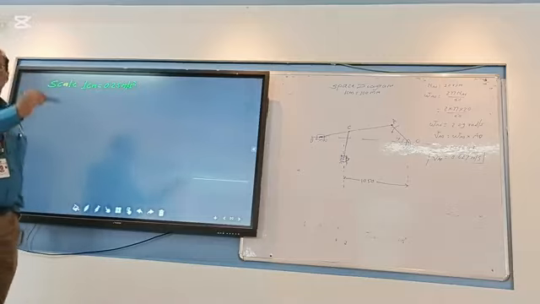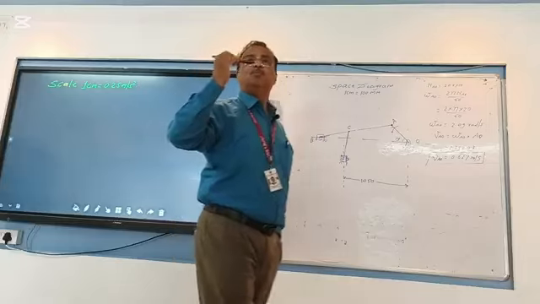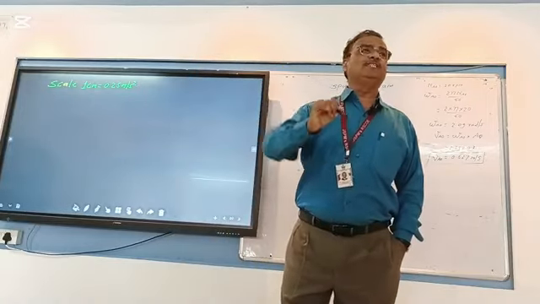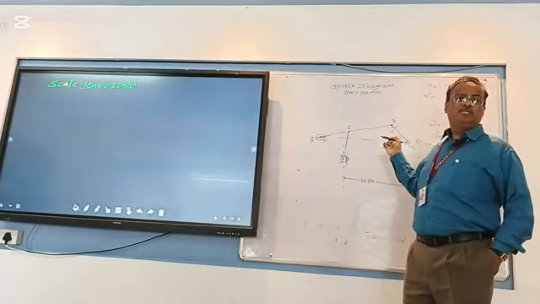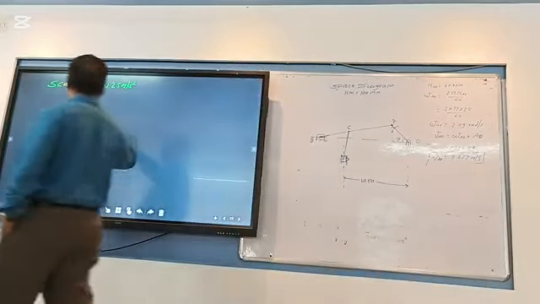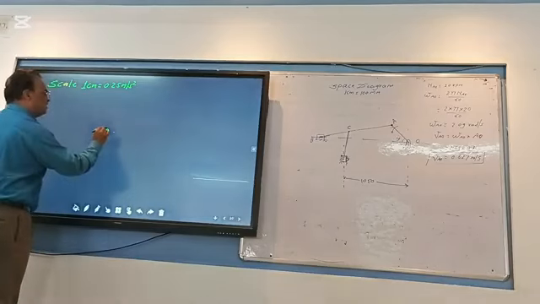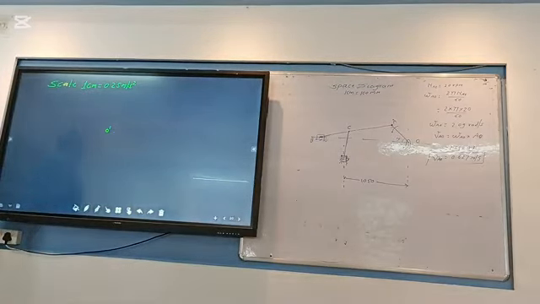First step in acceleration diagram, you have to begin with the locating the pole. Locating the pole. What are the poles? Poles are showing the fixed position of your space diagram. What is the fixed position of space diagram? O. So locate the O here. O dash. Here you have to use the notation dash. I have located the pole.